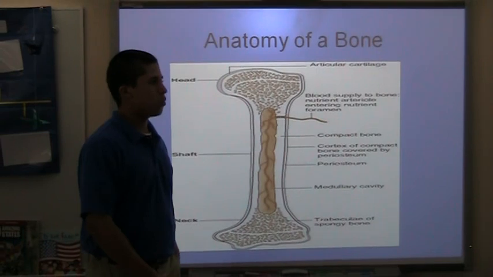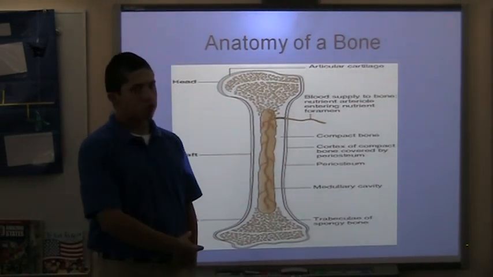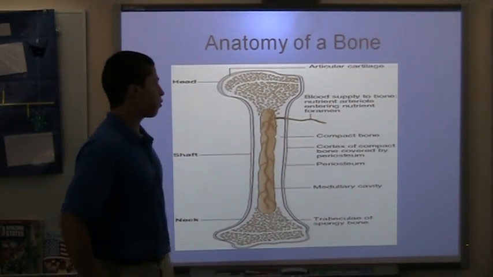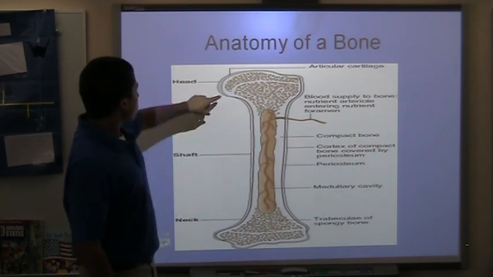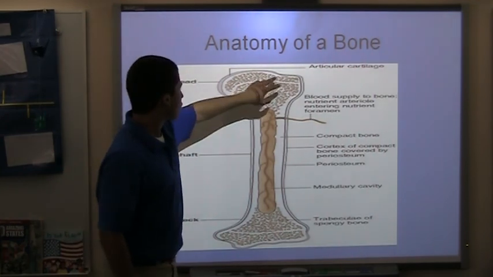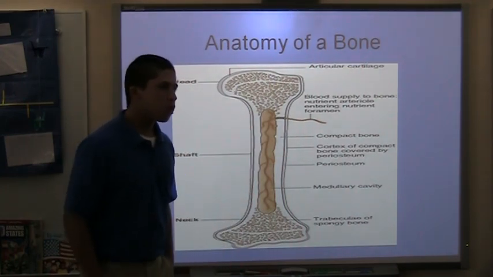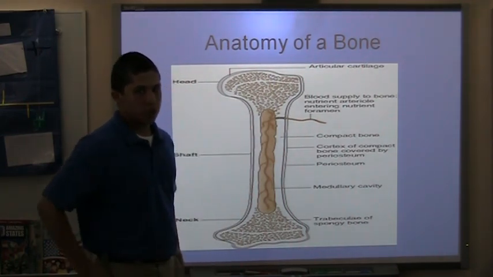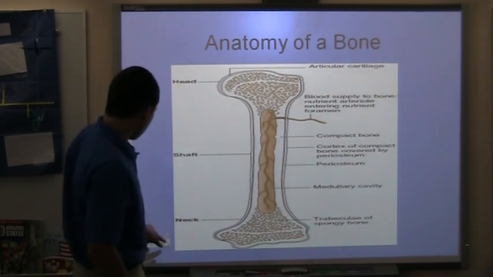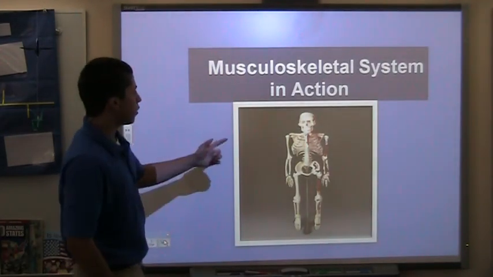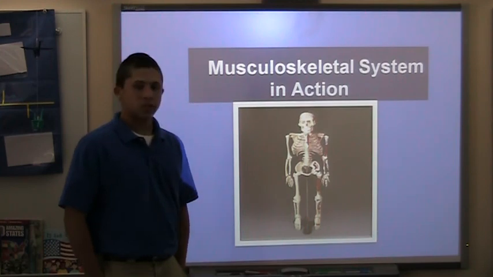So say you fall, you don't take too bad of a blow to your bones. This also provides some comfort. On the top head part of the bone, you have cartilage, which is a kind of lubrication to make the joints move easier. And the next few clips are the musculoskeletal system in action.